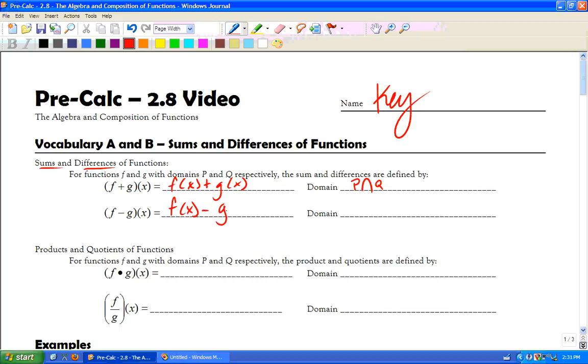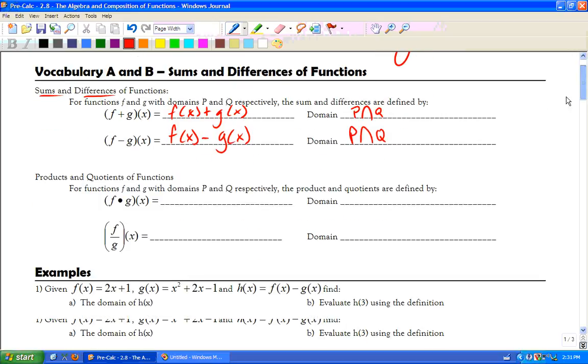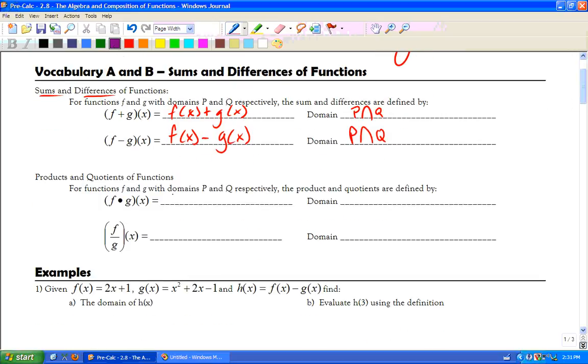f minus g of x is the same thing, except subtracting: f of x minus g of x. The domain is once again the intersection of all the elements of the domain of f with all the elements of the domain of g, or p intersection q. Products and quotients work pretty much the same, except we're going to have f of x times g of x. Domain, once again, the intersection of p and q.